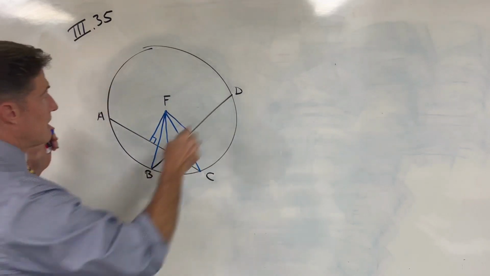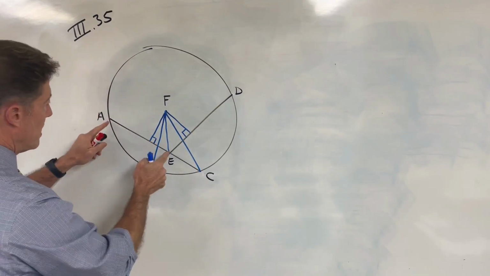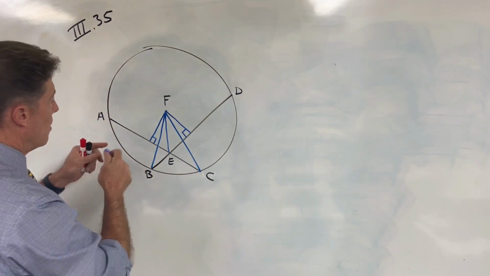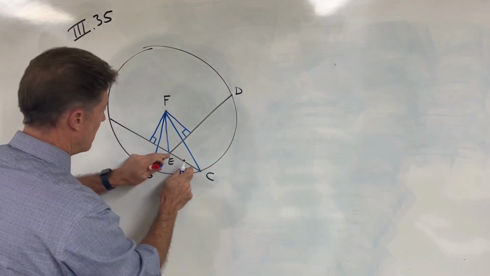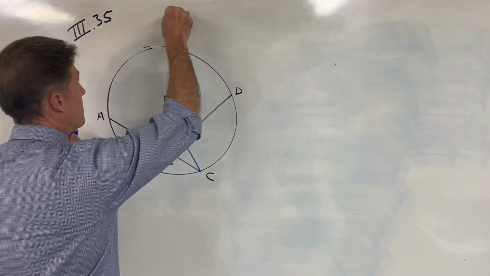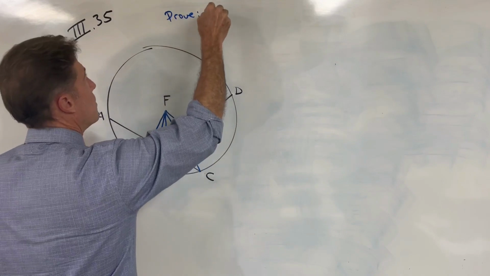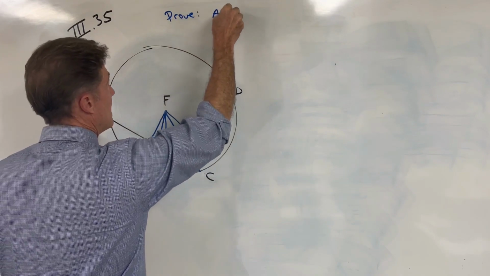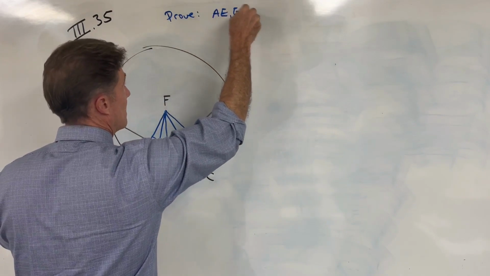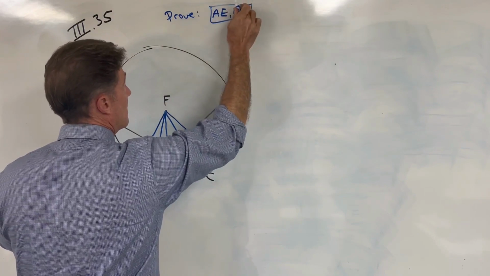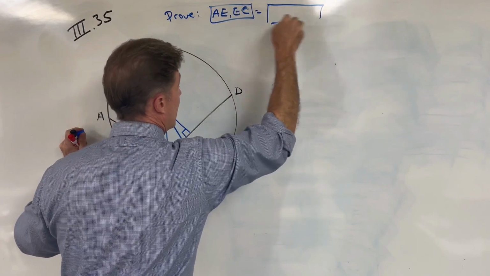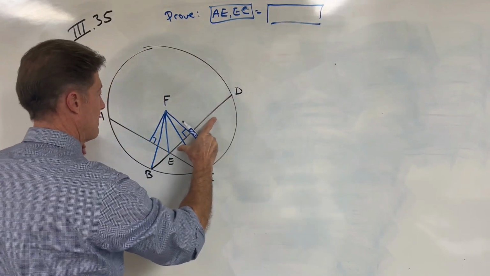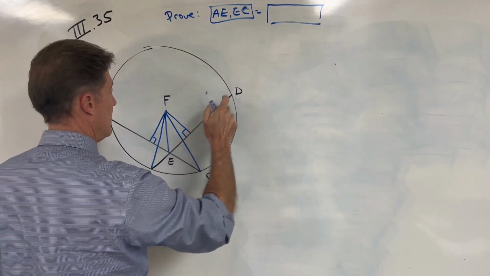And the first thing we can note, and here's what we're trying to prove. We're trying to prove that the rectangle contained by AE, EC, so the segments, this rectangle, will be equal to the rectangle contained by these segments, BE, ED.